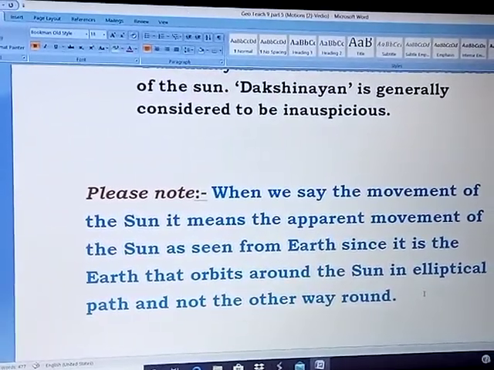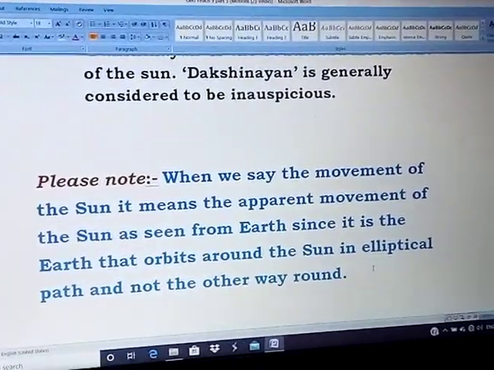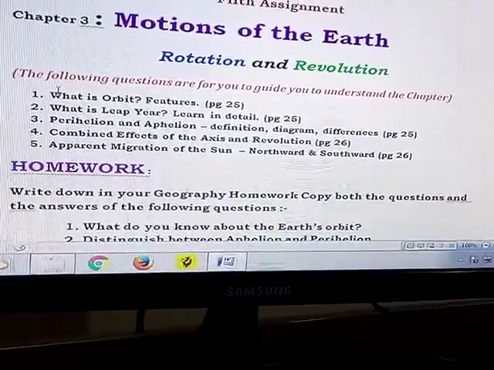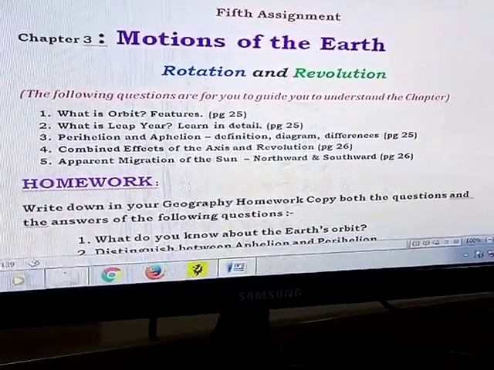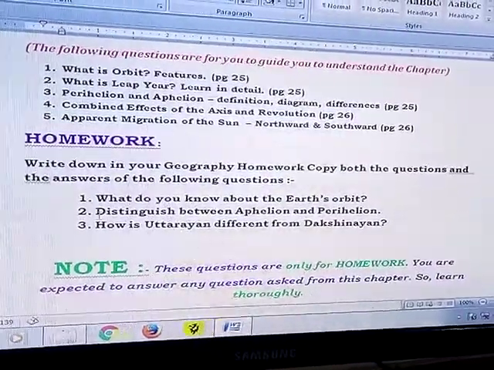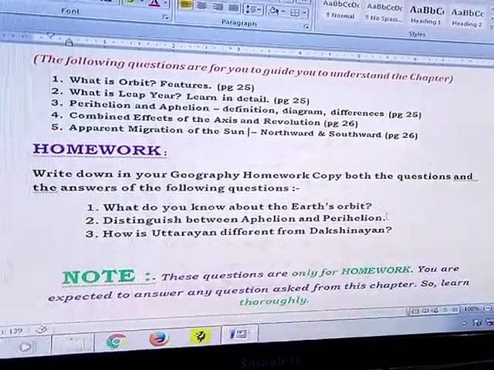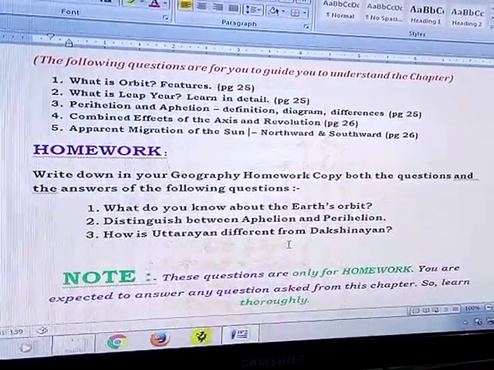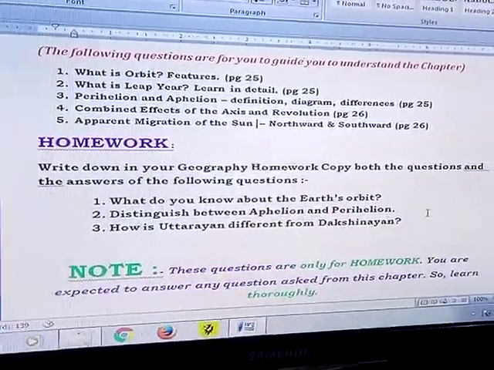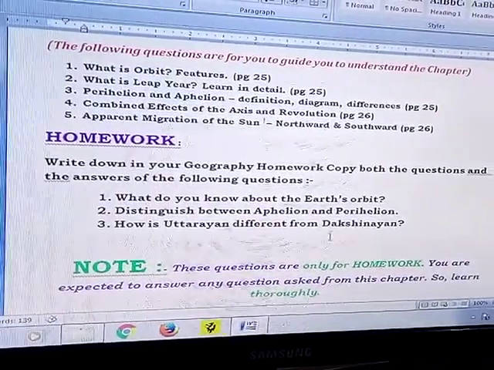Dear children, with this we end today's learning, and we will be sending you the assignment. These again are the basic questions for you to understand the whole chapter. Your homework is reduced this time. Only answer these three questions in your homework copy. What do you know about the Earth's orbit? Entire thing, of course. If you can draw a diagram, that's up to you. Distinguish between aphelion and perihelion, and how is Uttarayan different from Dakshinayan.